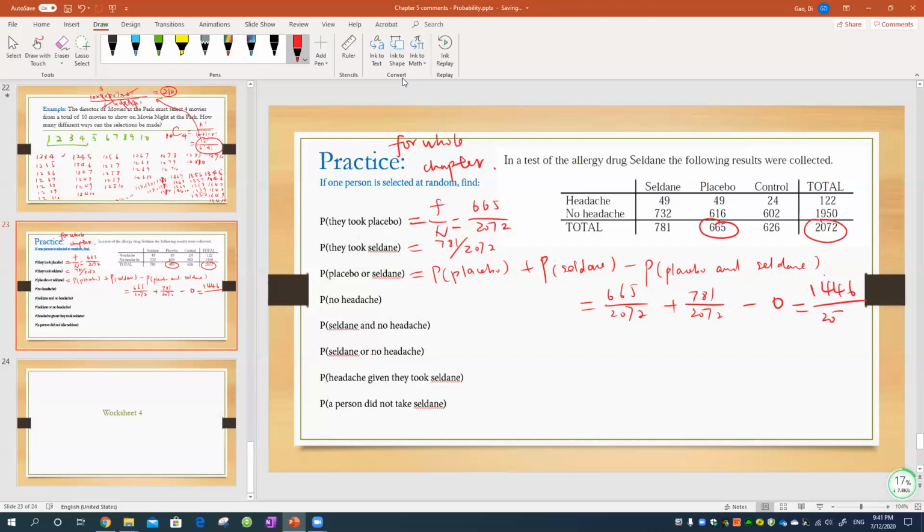divided by 2072. For no headache, the total count is 1950. So right here, 1950. 1950 divided by 2072. And Seldane and no headache. Seldane, so this column, no headache, this one. So this is the overlap. 732 divided by 2072.